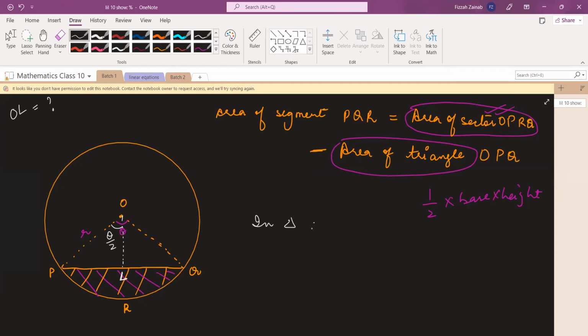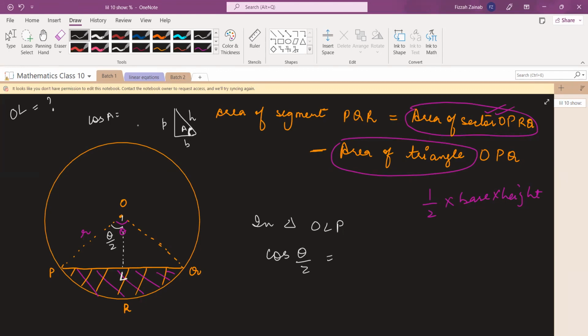Now in triangle OLP, can everyone see OLP? The left side I'm taking. If I want to write cos of theta by 2, what will I get? Like in any right angle triangle, this is your base, this is your perpendicular, and this is your hypotenuse. If this is the angle, let's say angle A, what is cos of A? A means any angle you are taking. So what is the formula?